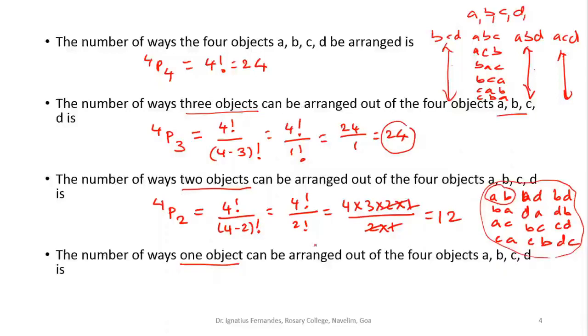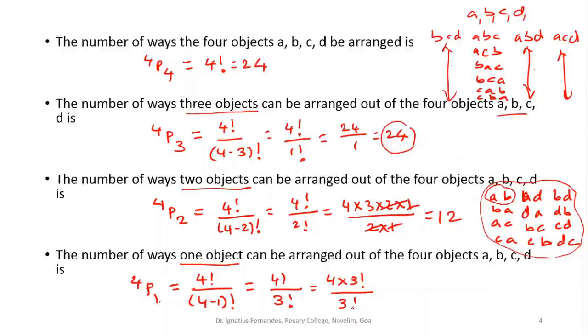I have only 4 options. By formula it is 4P1, we are arranging only one object out of 4. So it will be 4 factorial upon (4 minus 1) factorial as per the formula. 4 factorial upon 3 factorial. 4 factorial I can write as 4 into 3 factorial divided by 3 factorial, that will cancel, I'll get 4. And obviously these 4 arrangements are either A or B or C or D.